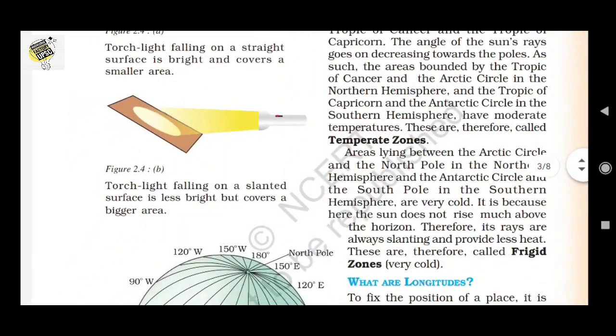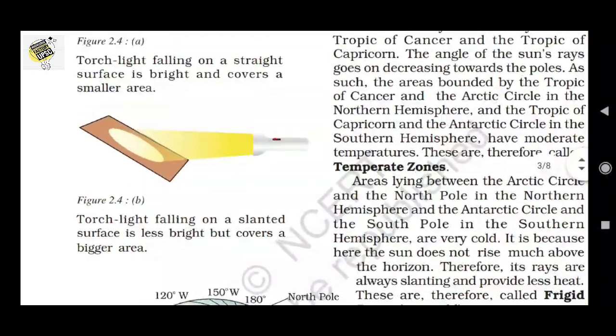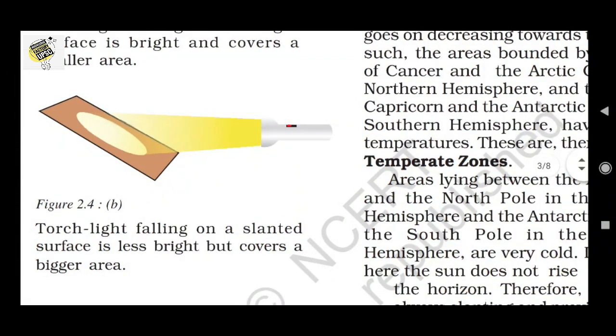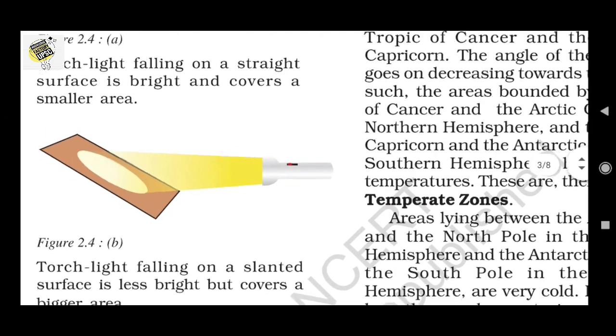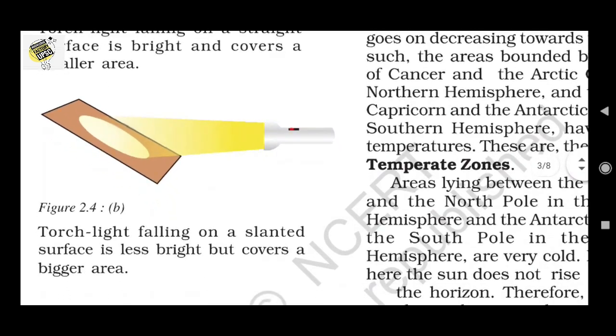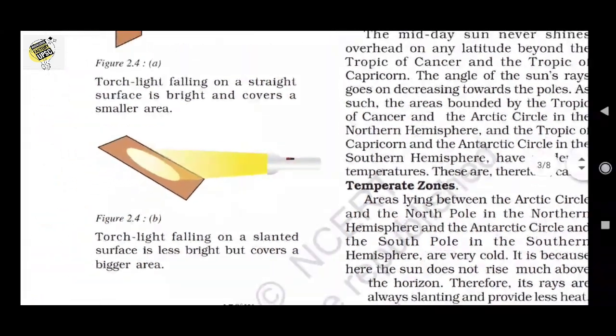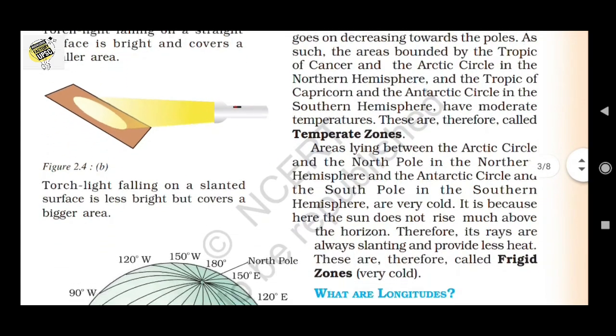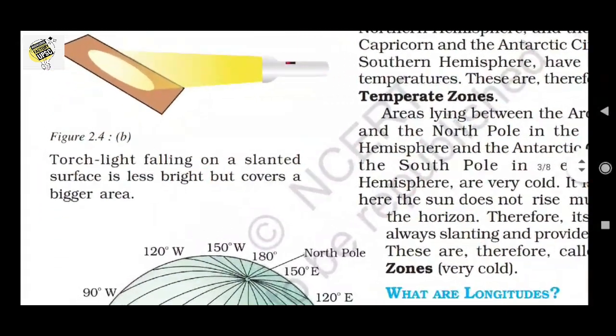We can simply understand by this picture: if we consider this torchlight as the sun and that paper as our earth, on the top side of the paper we can find a low amount of sunrays falling. This top side we can represent as the North Pole, where there is a lesser amount of sunlight and lesser amount of heat, so it receives low heat and low light. So the northern hemisphere remains a cool area. Okay. The torchlight falling on the slanted surface is less bright and it covers a bigger area.